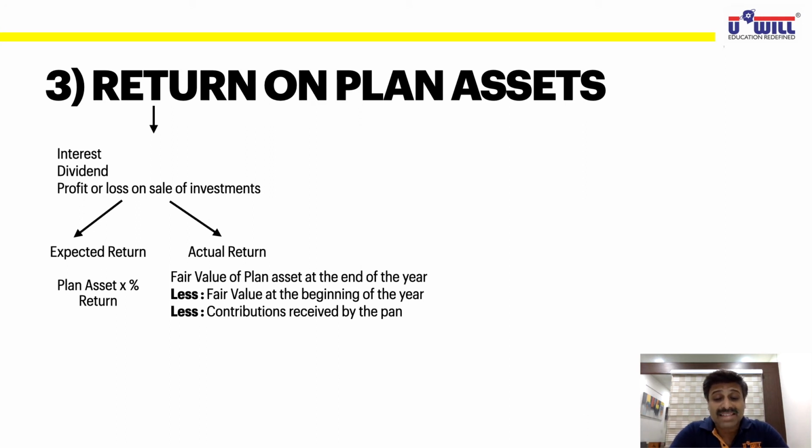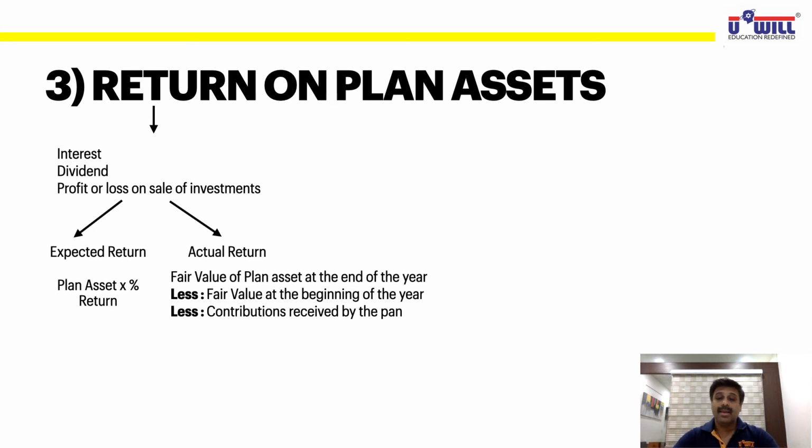Fair value of plan assets means investments at the end of the year. Suppose at the end of the year, your investments value is 2 lakh rupees. Less fair value at the beginning of the year, let us say, is 1,50,000 rupees. Now, less contributions received by the plan means in this year further you have invested 30,000 rupees.